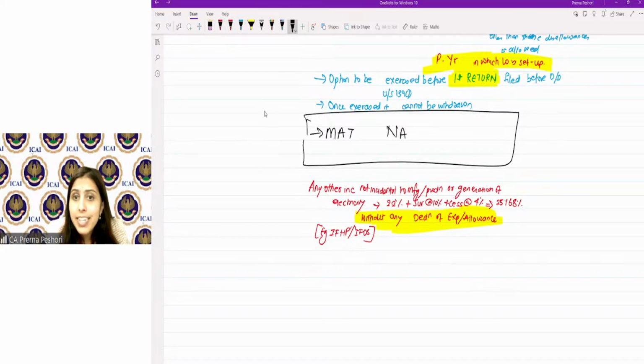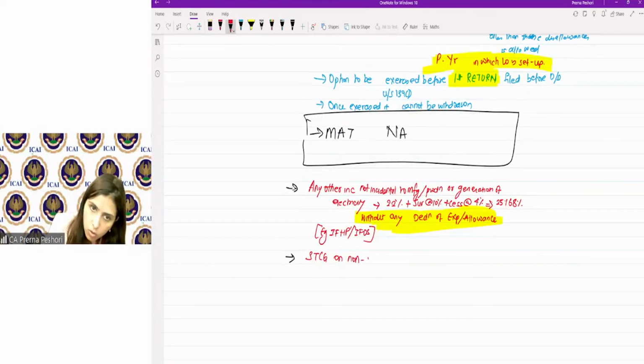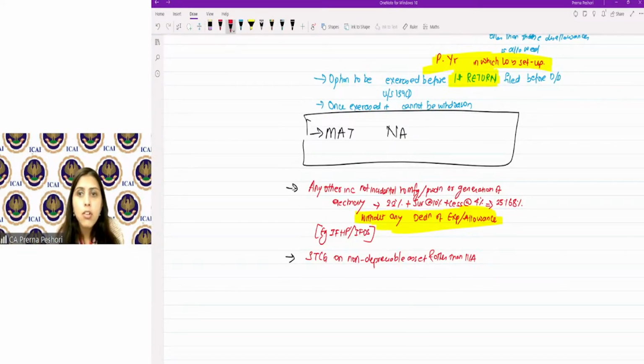Yes. If there is STCG, which is not under 111A. Under 111A, you have STCG on equity shares which are listed. If there is STCG, which is also not on the depreciable asset, on any other asset. So STCG on non-depreciable asset and other than 111A. Again on that, the tax rate will be 25.168%, which is 22 plus 10 plus 4%. Clear? So this is what 115BAB is there.